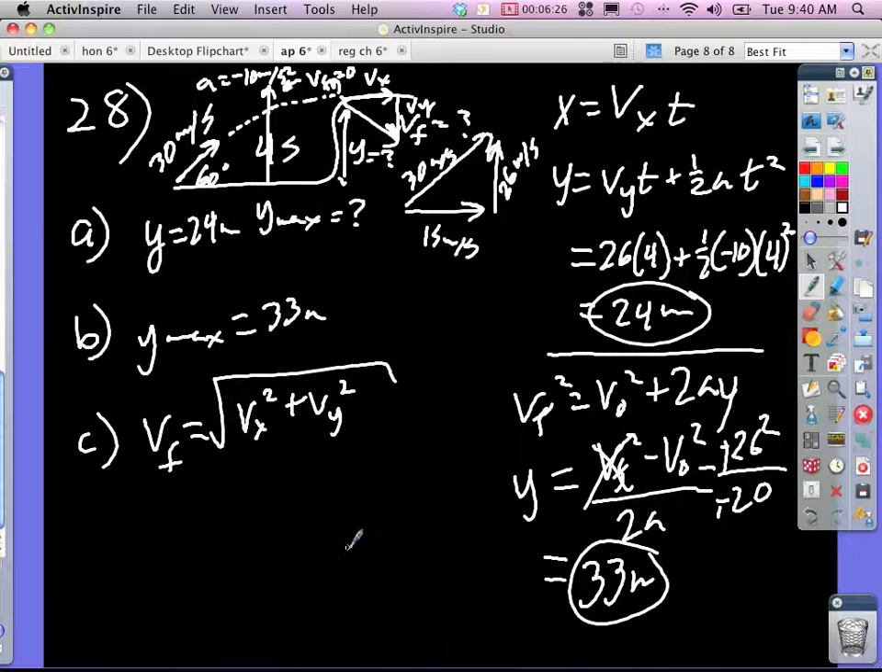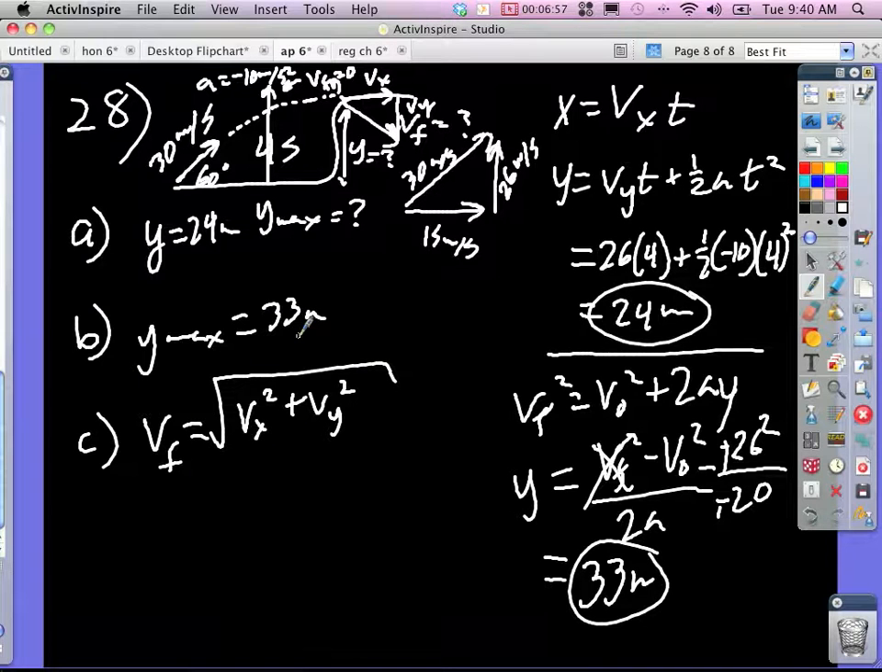Which one do we know already? We know Vx, because Vx is always the same. From the moment this projectile got launched until the moment it hits the ground, Vx never changes because we don't use air resistance. Vy changes, right? In fact, it's initially vertical. When you get to the maximum height, which we calculated in B, Vy flips from being positive to negative because now the thing's falling, right?